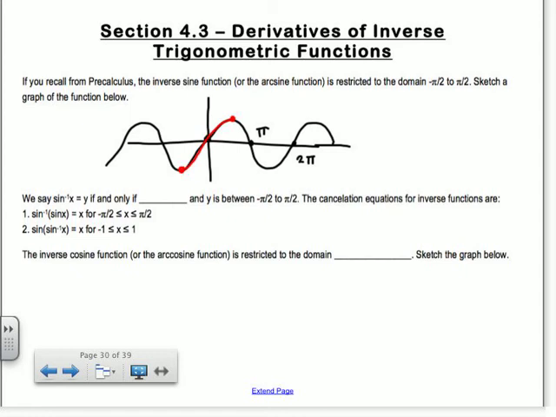All right, so we say inverse sine of x equals y if and only if sine of y equals x, and that y value is between negative pi over 2 and pi over 2. Okay, the cancellation equations for inverse functions are inverse sine of sine of x equals x, when x is between negative pi over 2 and pi over 2, and sine of inverse sine of x equals x for x between negative 1 and 1. Okay, kind of confusing. I think this should be from negative 1 to 1.